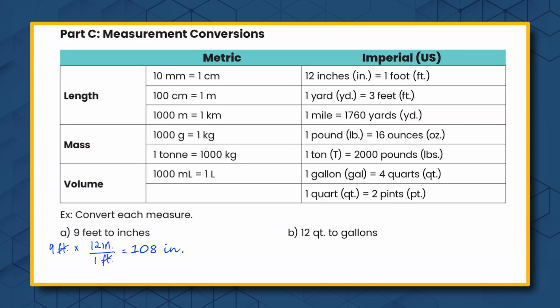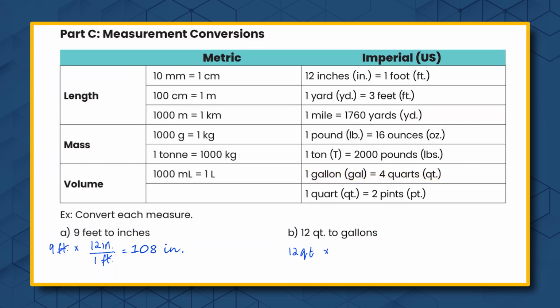Let's now move on to example B. In this case, we want to take 12 quarts and we want to convert it into gallons. So we're going to do the similar thing. We're going to take 12 quarts and we now want to multiply it by the conversion factor. Again, looking in our chart, we see that for every gallon, there are 4 quarts. So let's set up our conversion factor.